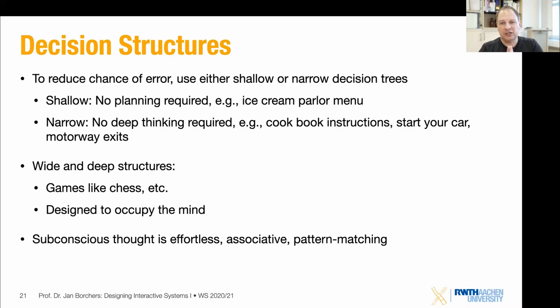Things get difficult when these decision trees get both wide and deep, right? Chess, for example, is a great deep and wide decision tree, right? At each point, there are lots of options that you can choose from, and there are many of these choices to be made during a game. That's because chess is designed to occupy the mind, right? To keep your mental faculties busy.